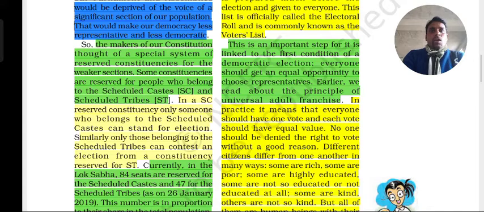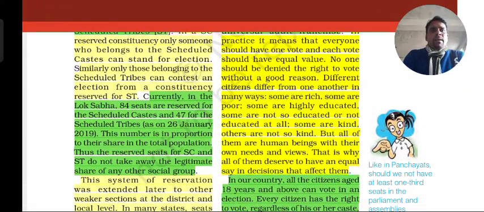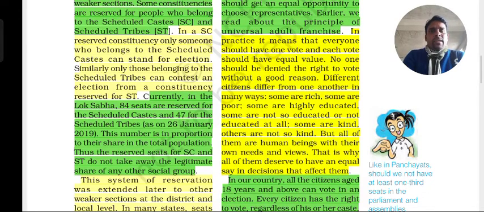Currently in the Lok Sabha, 84 seats are reserved for the scheduled castes and 47 for the scheduled tribes, as planned from 26th January 1950 onwards. These numbers are in proportion to their share in the total population. Thus, the reserved seats for SC and ST do not take away the legitimate share of any other social group. The legal share, the lawful power that the weaker section people, SCs and STs, are supposed to have, should not be taken away from them.